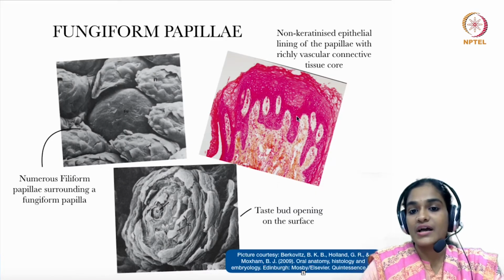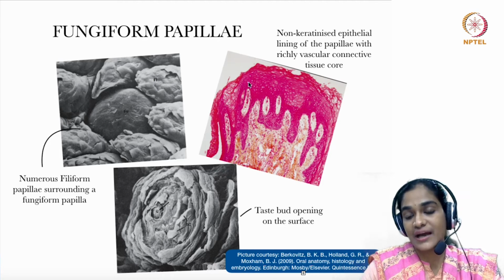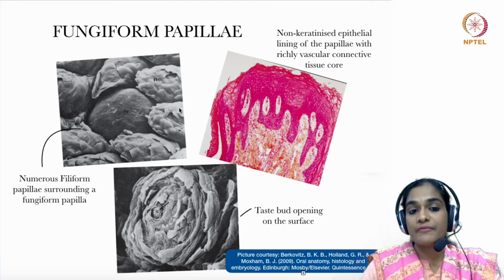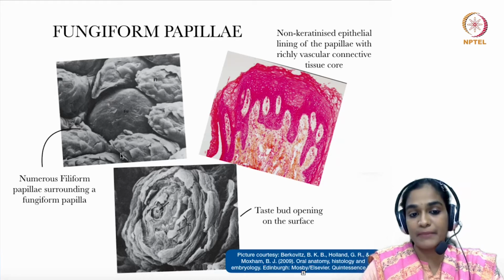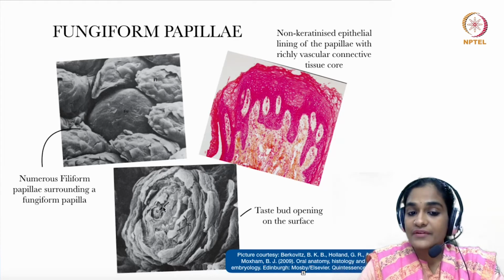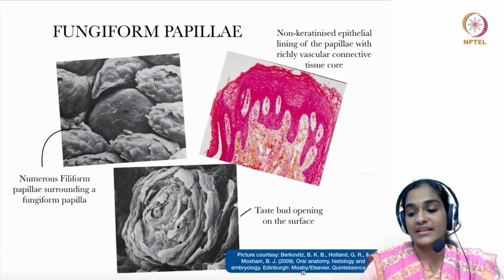The picture shows the histological appearance of fungiform papilla. You have an overlying epithelium and your underlying connective tissue core, and the electron microscopic picture shows the fungiform papilla surrounded by numerous filiform papillae, and you have a taste pore which is opening into the exterior amidst the surrounding epithelial cells.